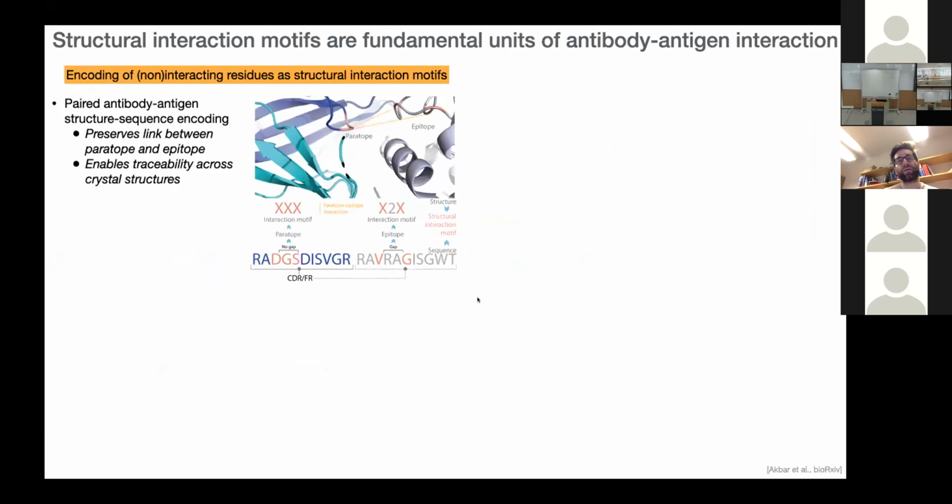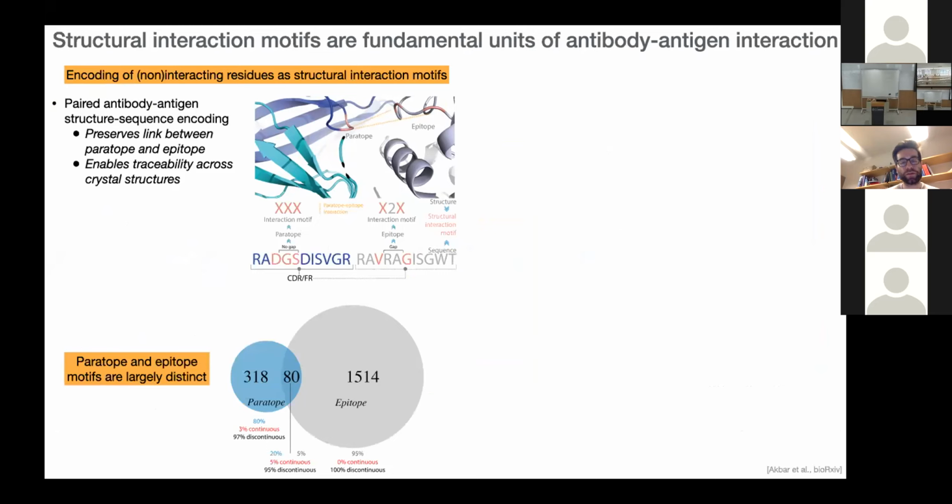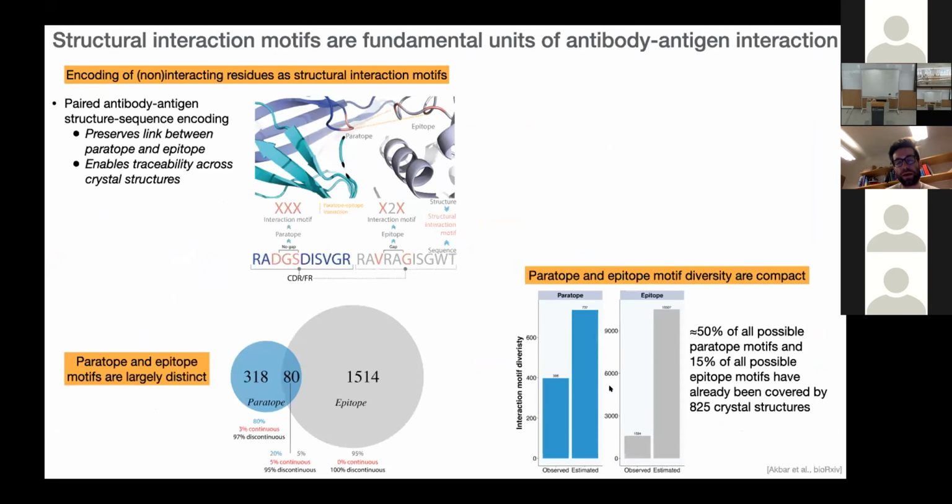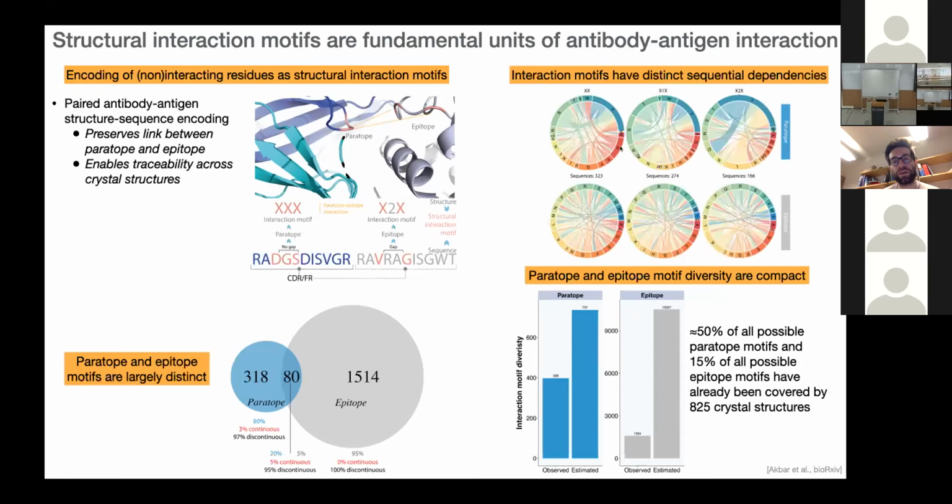And to better understand the binding patterns that are apparent across antibody antigen crystal structures, we devised a motif language, which is shown here. I'm not going too much into detail, but we basically showed that these motifs are very specific to epitopes and paratopes, so there's low overlap. We showed that we have discovered a large extent of them already, given that they're also quite simple. Basically, in our data set that we have now, 50% we have already discovered on the paratope side and about 15% on the epitope side. And we also showed that these motifs actually capture underlying sequence dependencies and thus have biological meaning.